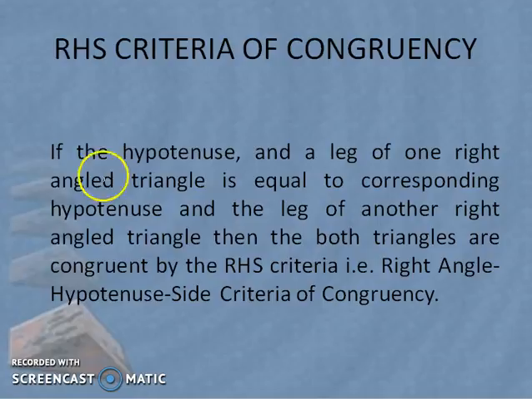And the last one, RHS criteria of congruency. If the hypotenuse and a leg of one right angle triangle are equal to the corresponding hypotenuse and leg of another right angle triangle, then both triangles are congruent by the RHS criteria, which is the right angle-hypotenuse-side criteria of congruency.